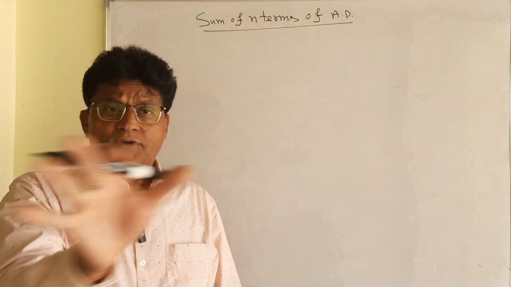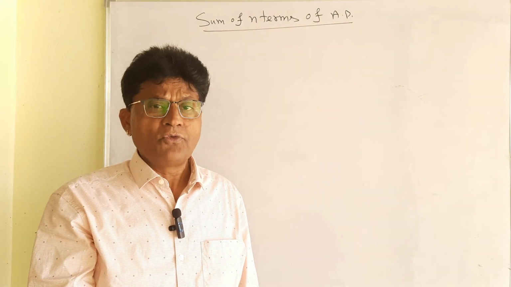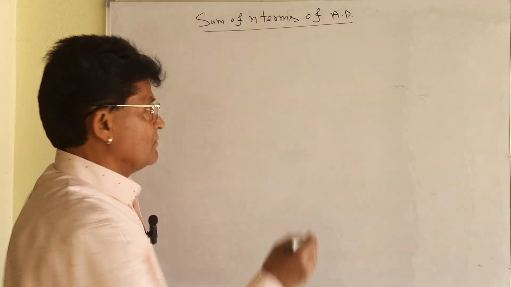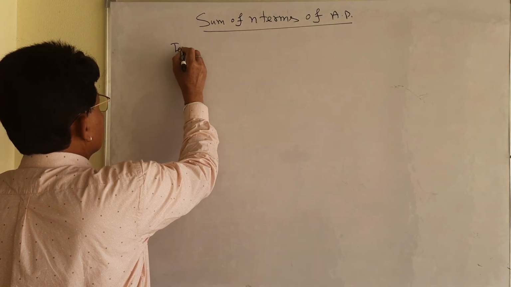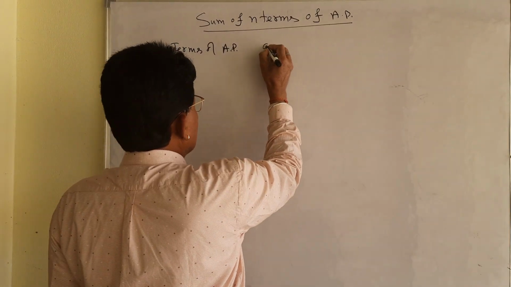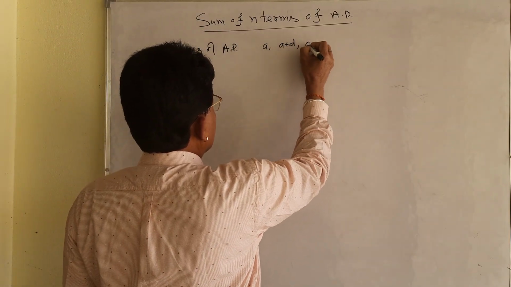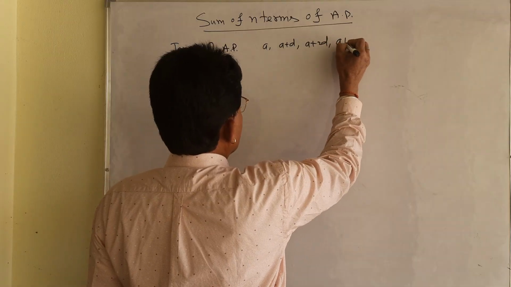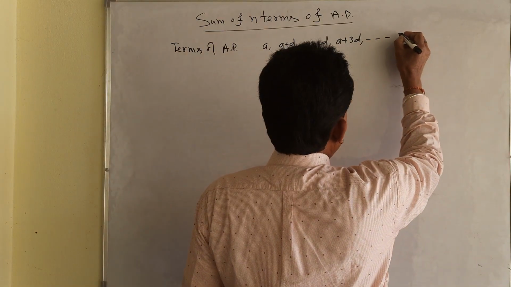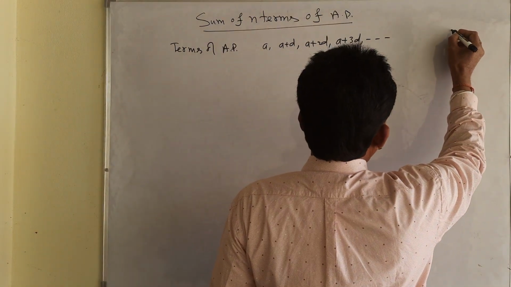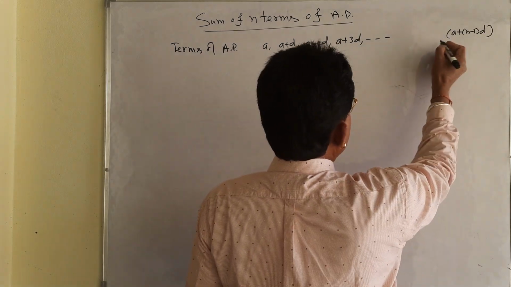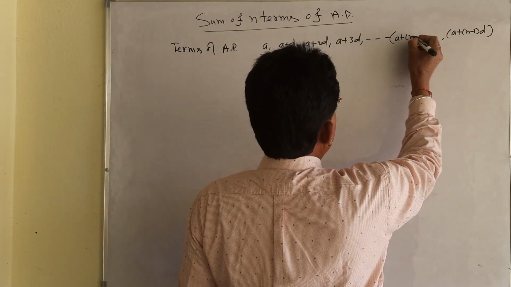Let me take first of all the formula. I will tell you in detail how this formula comes, the sum of n terms of arithmetic progression. I told you the terms of AP: first term is a, second term is a plus d, third term a plus 2d, and fourth term a plus 3d, like that. Only you put 3 dots. And suppose I write the nth term, a plus n minus 1 d. This is the nth term, and before the nth term, the term will be a plus n minus 2 d.